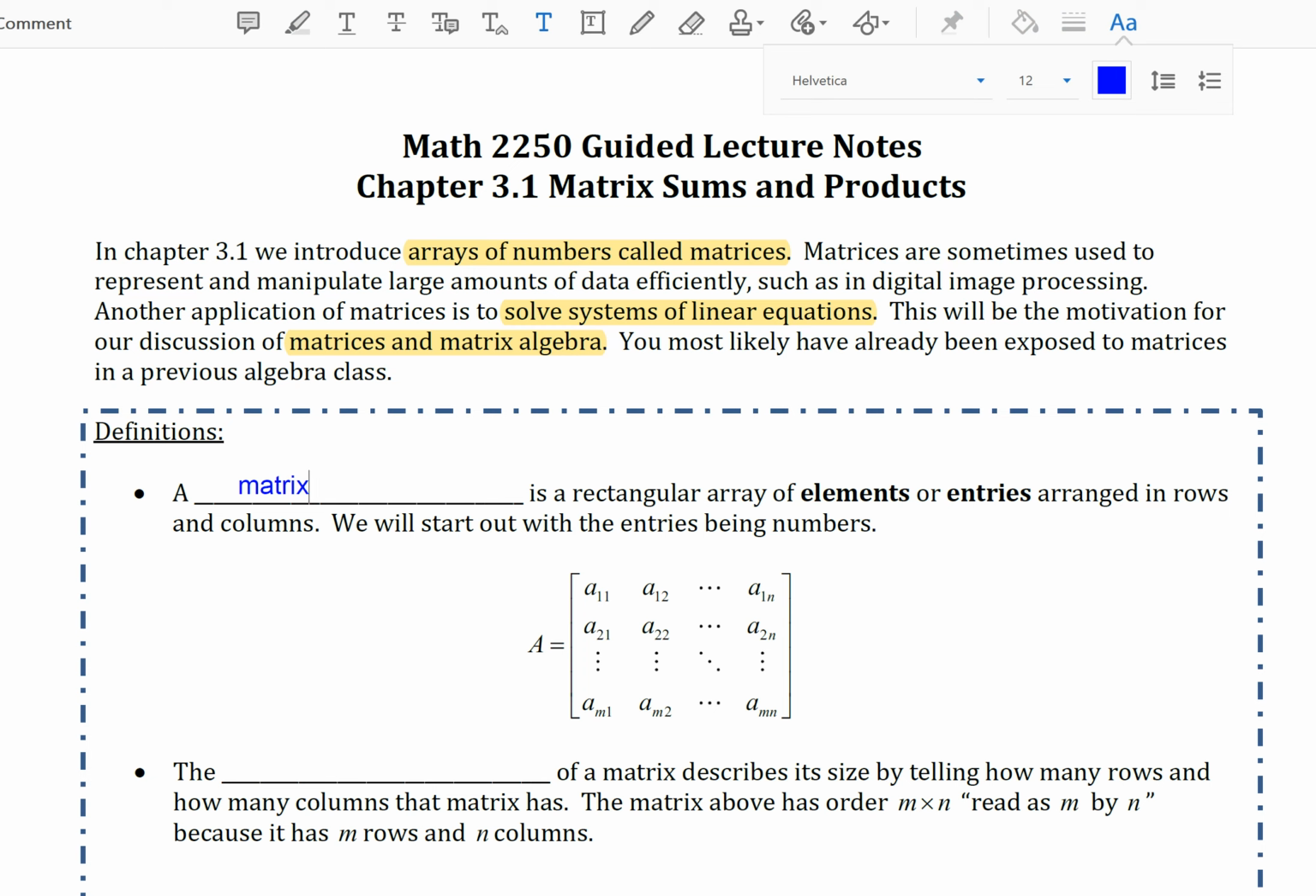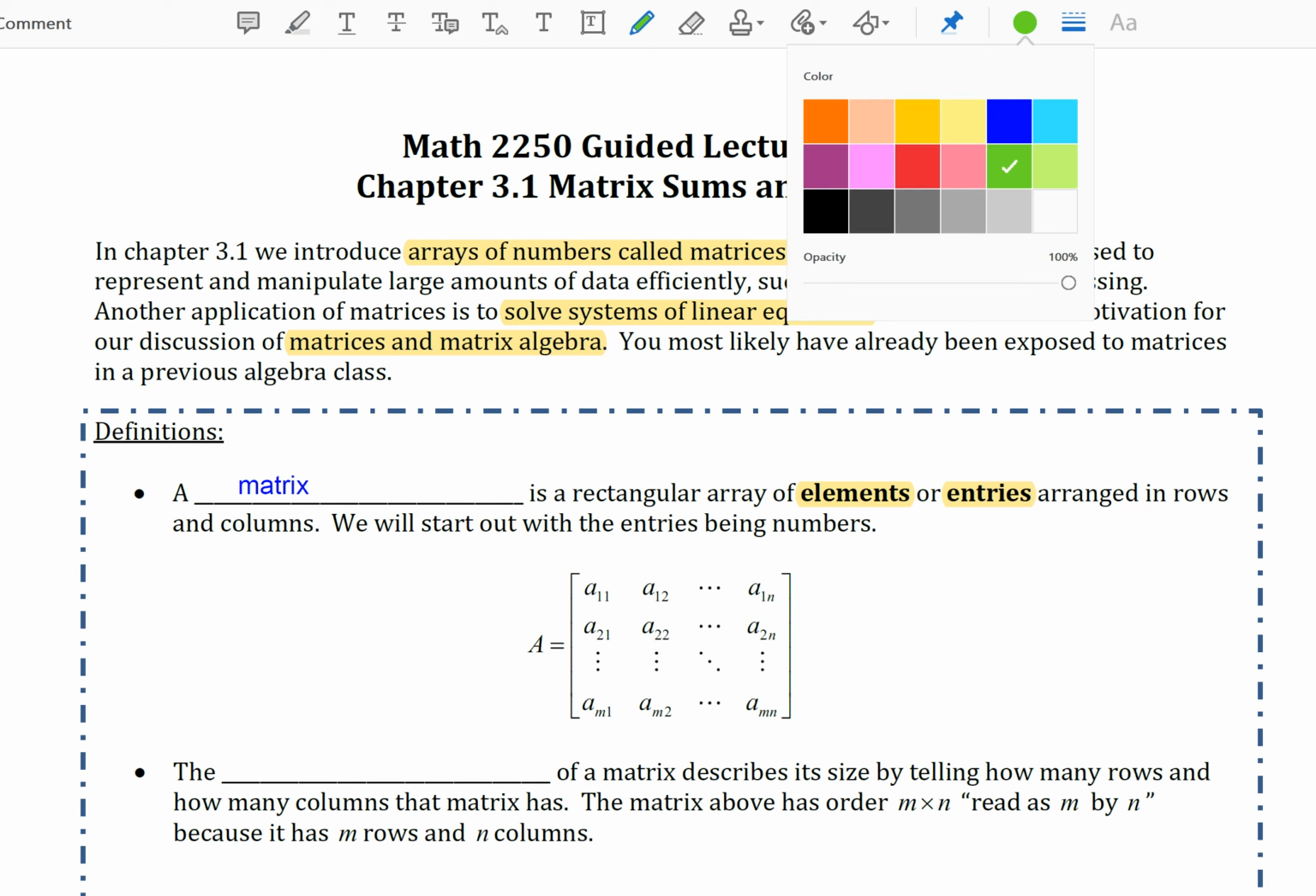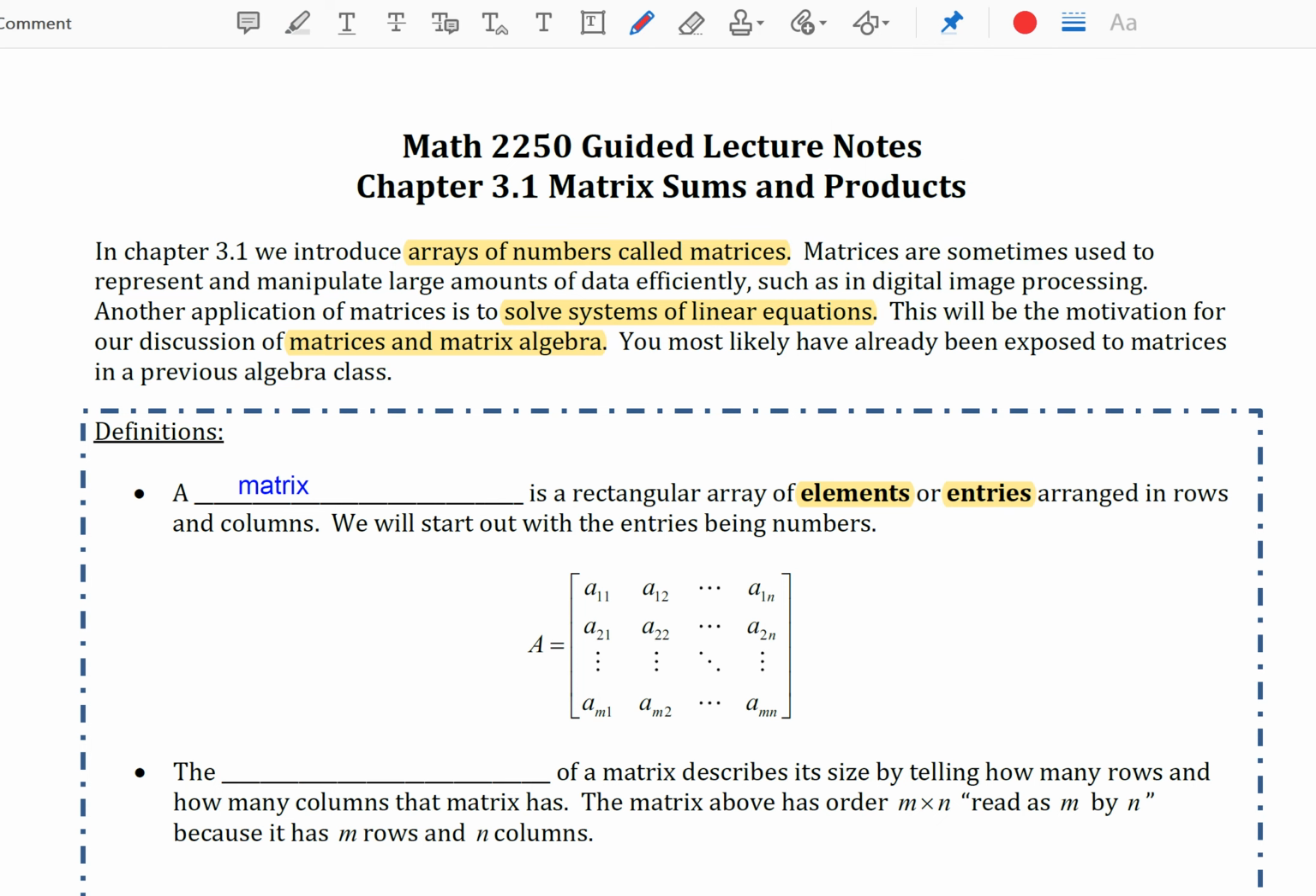A matrix is a rectangular array of elements, or entries, we also call them, arranged in rows and columns. We will start out with the entries being numbers. Sometimes we will find it useful to discuss specific entries in our matrix. And so we will talk about the entry that's in the a sub i j position.